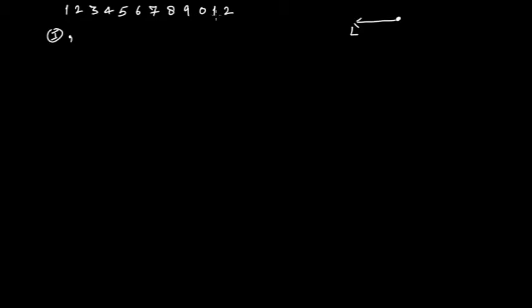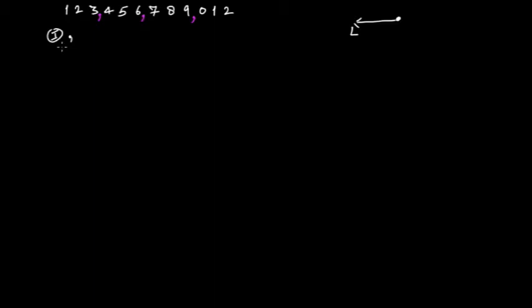So the first comma will come here. 1, 2, 3. Again 1, 2, 3. The second comma will come here. Again start 1, 2, and 3. The third comma will come here. There's no need to put a comma here because we don't have any digit before 1, so leave that.